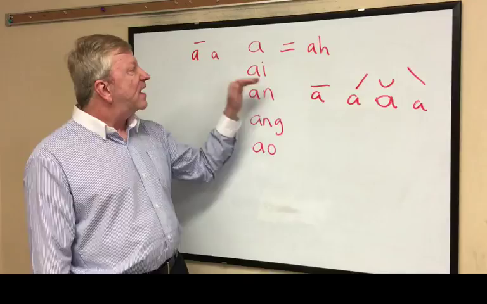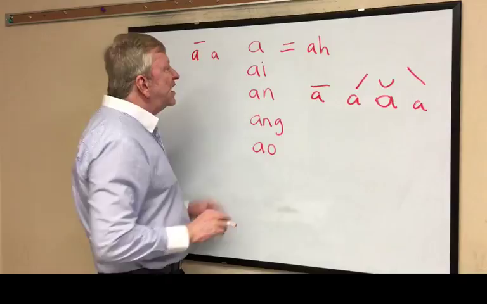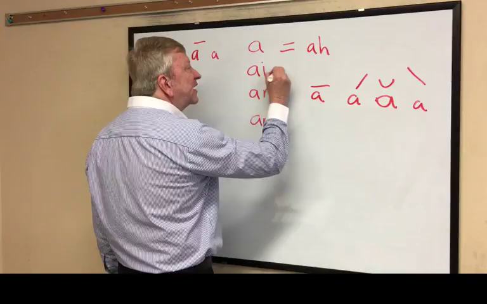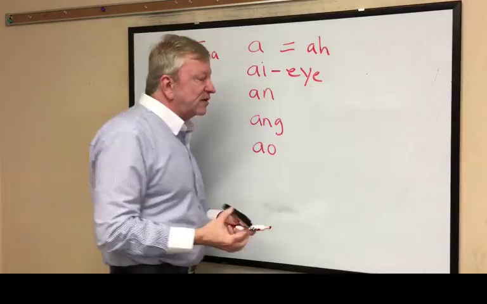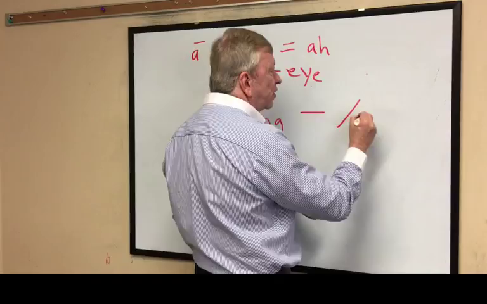Now the second word is the word ai in pinyin. It looks like A-I in English. However, it's pronounced like the English I, like the I that you see with. So let me erase this and let's practice it on all four tones again. I'm going to write the tone markings, but not the word. This is the word ai.